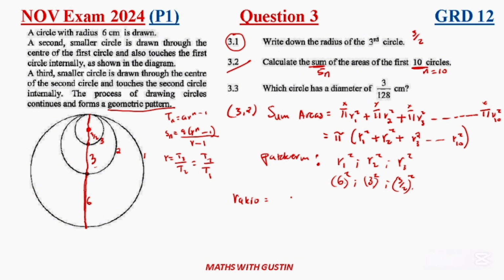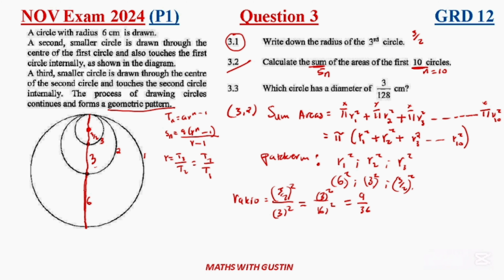The ratio of this pattern is going to be given by T3 over T2. T3 is that one, 3 over 2 all squared all over 3 squared, should be equal to T2, which is this one here, over T1. T2 is 3 squared all over 6 squared. So if you were to put this in your calculator, you would realize that the ratio is 9 over 36.